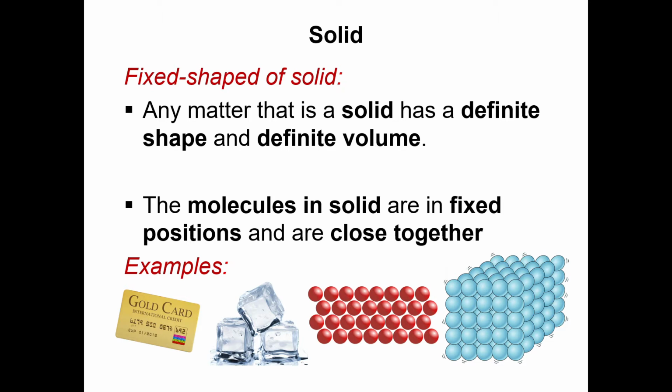Next one, what is the fixed shape of a solid? Bentuk tetap sesuatu solid. So any matter that is a solid has a definite shape and definite volume. Apa-apa saja jirim yang merupakan pepejal mempunyai bentuk yang tetap dan isi padu yang tetap. The molecules in a solid are in fixed positions and close together. Dia terletak dalam keadaan yang tetap dan rapat di antara satu sama lain. So ini adalah contoh solid lah.